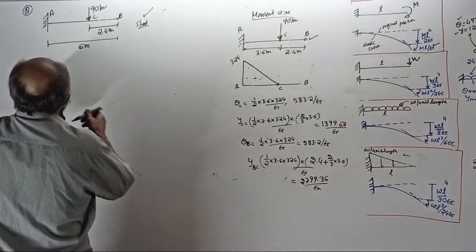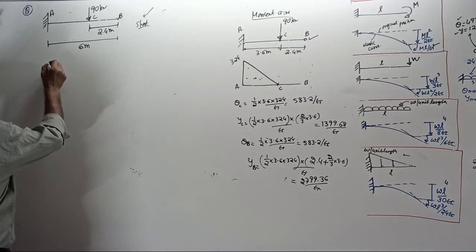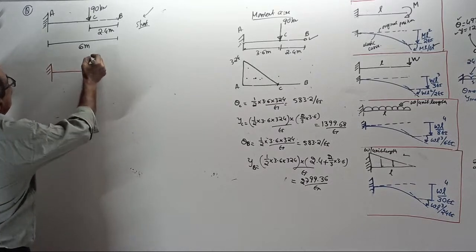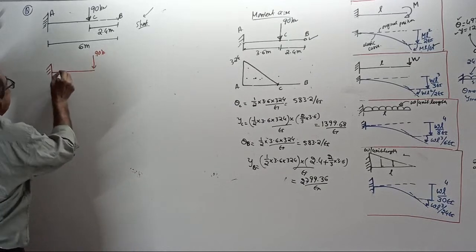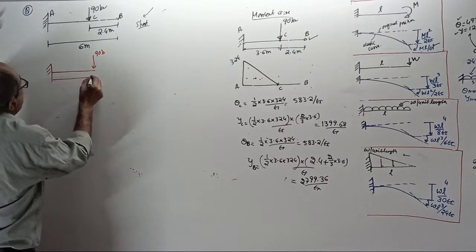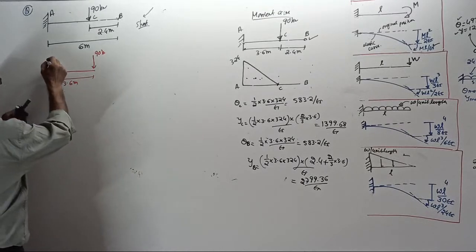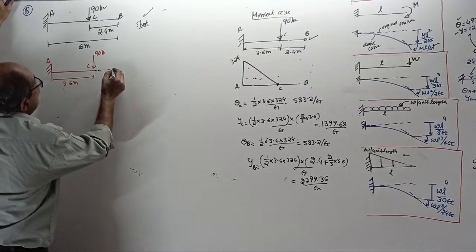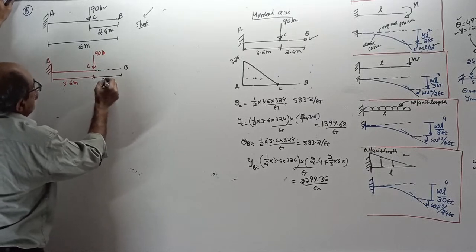Come here. See, now, this cantilever beam, I use red color. This is the cantilever with a point load of 90 here. This span is 3.6 meter. To understand, this is A, this is C, red color. From here onwards, it is B. This unloaded length is 2.4 meter.